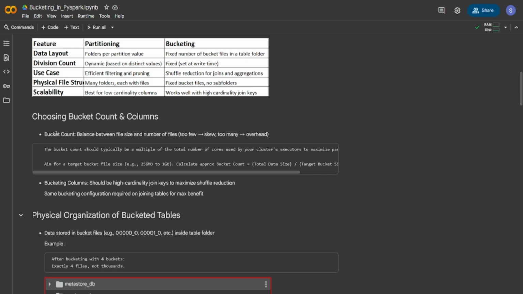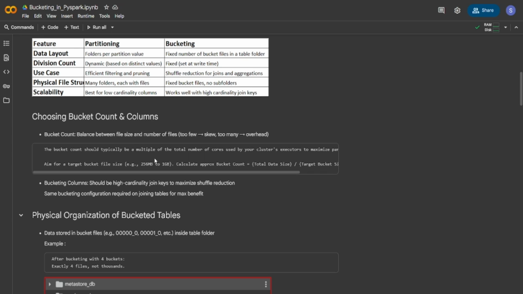Starting with the bucket count. The bucket count must strike a balance. A too low bucket count results in large bucket files, limiting the parallelism, potentially causing memory issues on a single executor and creating data skew. A too high bucket count creates a massive number of small files, leading to high overhead in the file system.